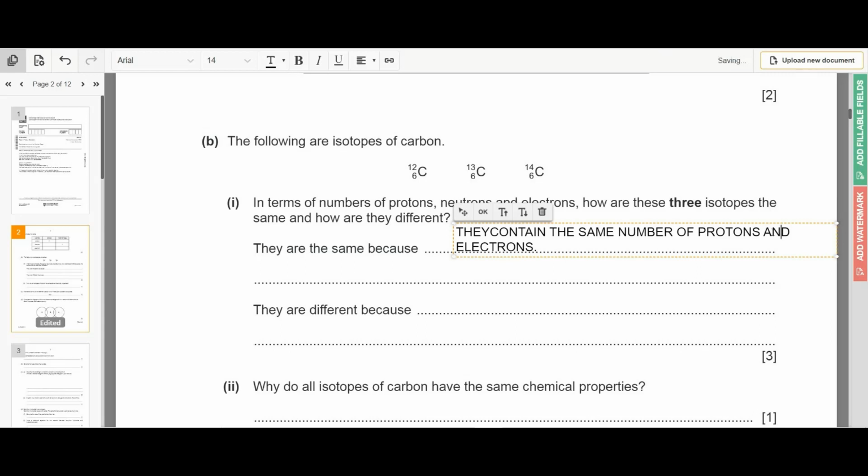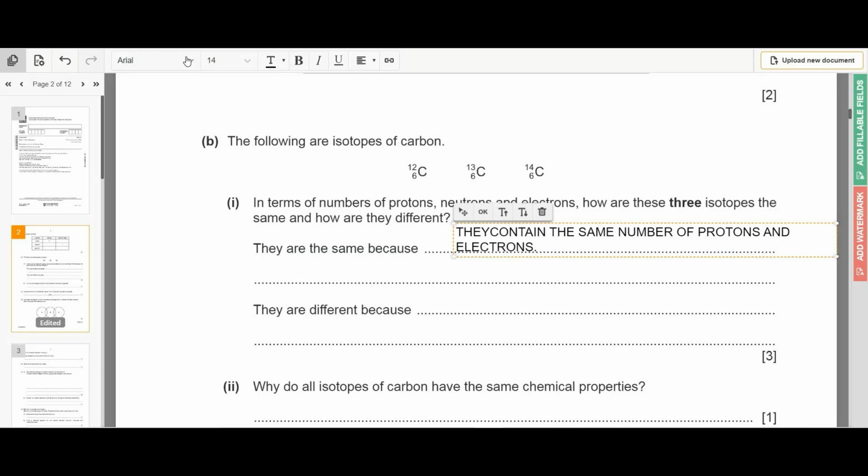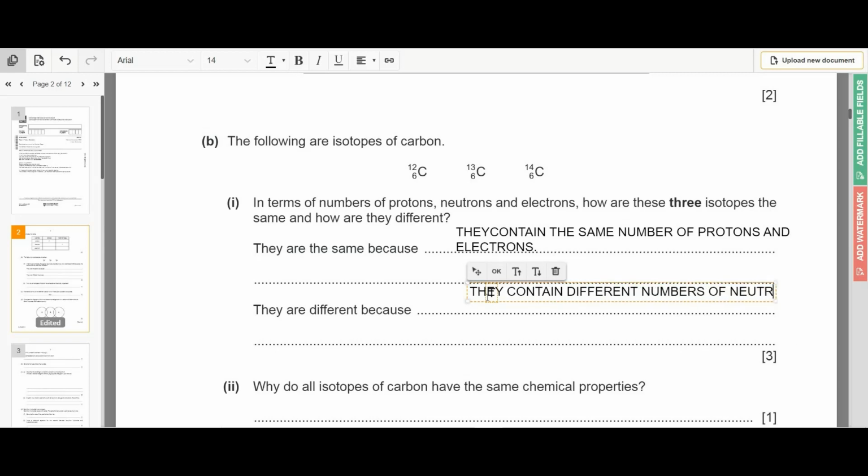And why are they different? If you see the definition again, you can see here, but a different number of neutrons. So what is the difference in these isotopes? It is the neutrons, because they are neutral particles which add mass within these isotopes. So we can simply say they are different because they contain different numbers of neutrons. So we have secured 3 marks.